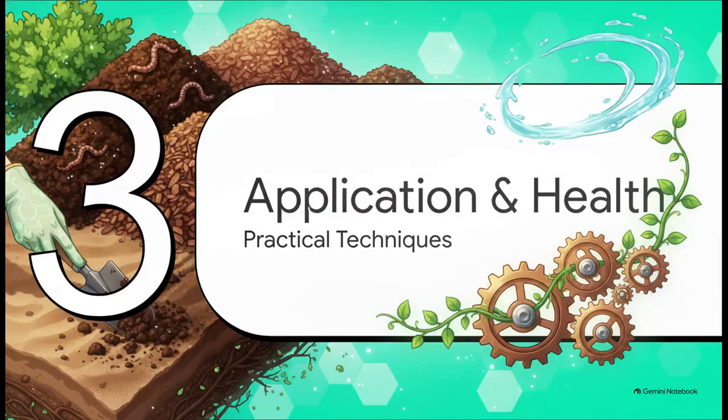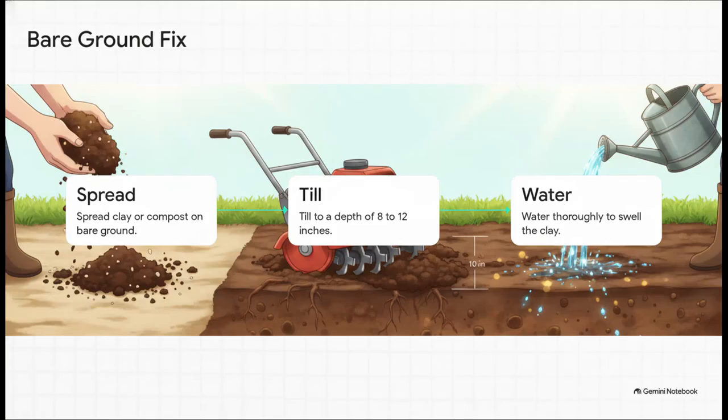Section 3. Application and Soil Health. Let's look at some practical techniques. All right, here is your step-by-step battle plan for fixing bare ground. First up, spread your clay or compost evenly across the surface. Second, you want to till it deep. We're talking about 8 to 12 inches down, because that is the crucial root zone where your plants are actually feeding.